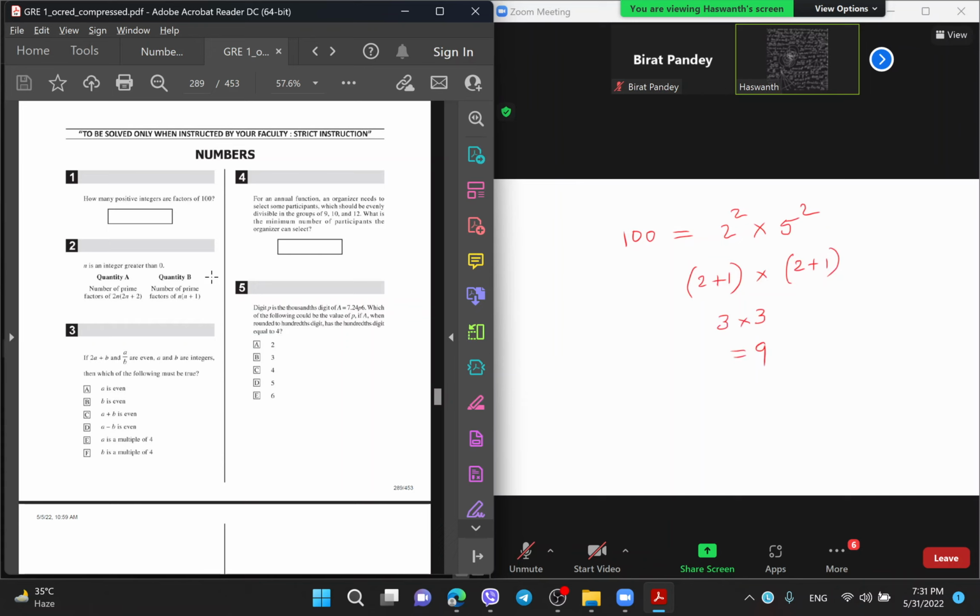For example, if he is asking for the number of factors, then also you can employ this concept. But then what you will do is you will double this value. 9 twos, we will say 18 total number of factors.